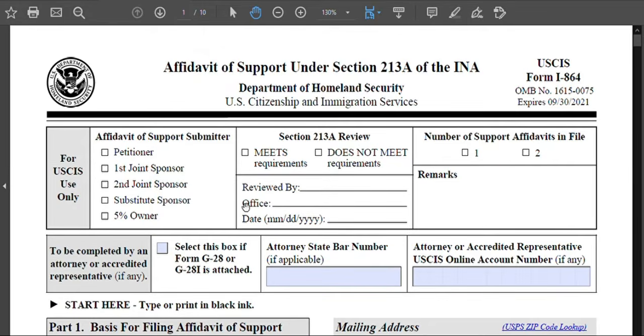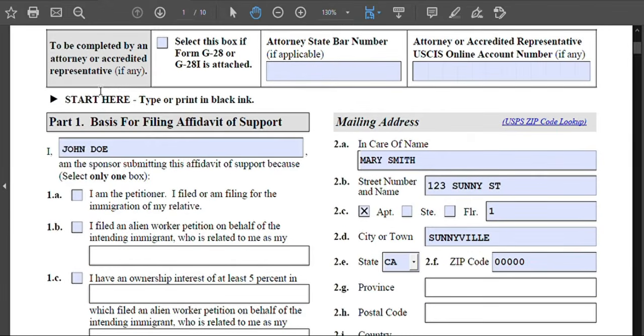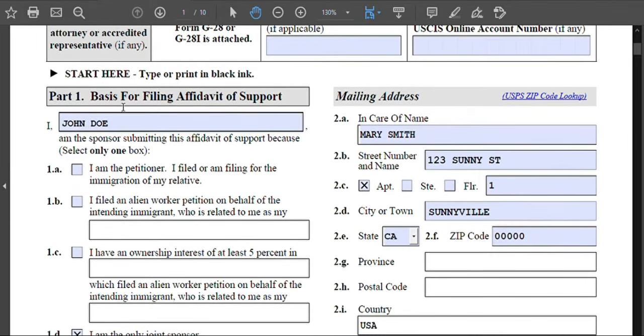Okay, so let's get started. We can leave these top two sections alone. These are not for us, and this is where we will start the application. In the first part right here, the basis for filing affidavit of support, this is where you as the joint sponsor will type in your name.